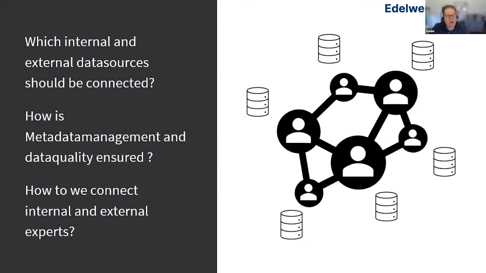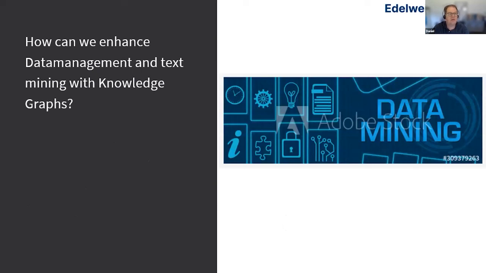Then the next question is, which internal and external data sources should be connected? How would you enable the data management and ensure data quality? And maybe also, how do you connect to internal and external experts? So as we are in this topic of knowledge management, it's not only the data, it's about also the knowledge of experts. And the last field and question would be, how can we enhance the data management and the text mining, for example, with knowledge graphs? Are there, for example, terms that you have to identify, or phrases that have to be clustered, and then you can better improve this?